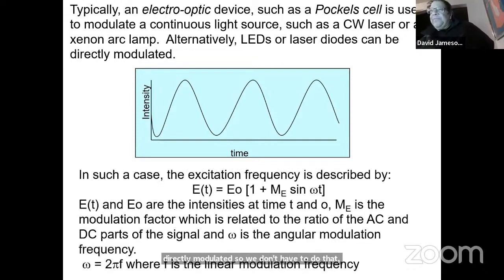In such a case, the excitation is described by this type of equation, where the excitation intensity at any time is equal to a starting level E0 times 1 plus M_E, where M is the modulation factor, we'll talk more about that soon, times sine omega t, where omega is the angular modulation frequency. And omega is 2 pi f, where f is the linear modulation frequency. So when we talk about something being modulated at like 80 megahertz, that's the linear modulation frequency.